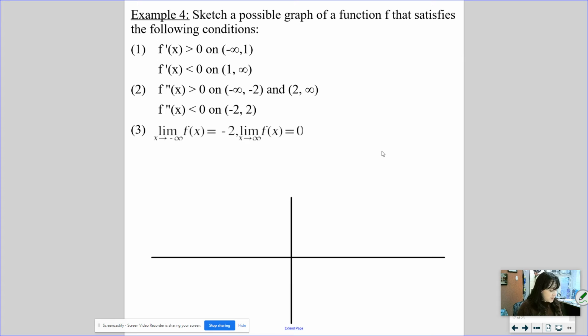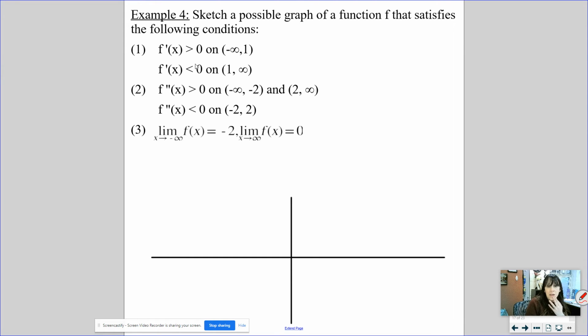Okay, so example 4, this is where it gets a little bit tough because you're now going to sketch a graph, okay? All I'm going to give you is a whole bunch of information about increasing, decreasing, concavity, and then even limits, which tell you like end behavior. So there's not really an easy way to do something like this. It's a puzzle that you have to kind of figure out. So maybe let's decode what all these things mean.